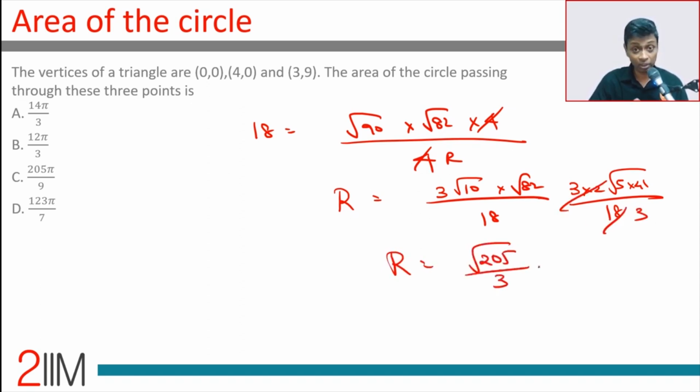It's a vague number, but we don't want circumradius, we want area. Area is pi r square. So, r square is 205 by 9, 205 pi by 9. Looks like an impossibly tough question. The random scalene triangle for which we have to find circumradius. We've not even been given the measures, we've been given the coordinates.